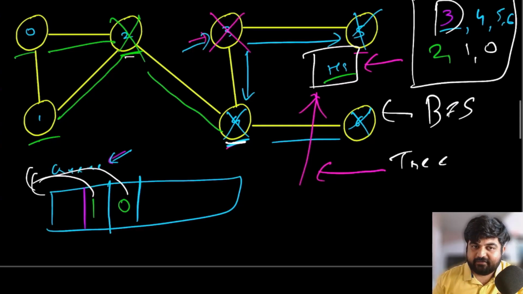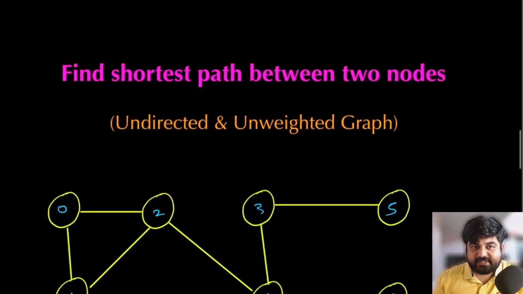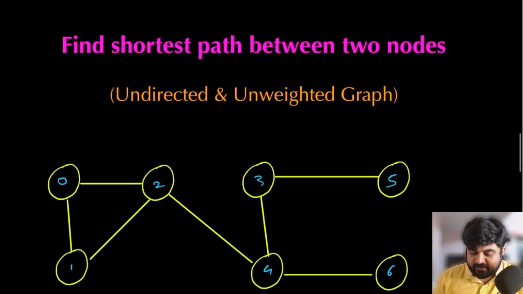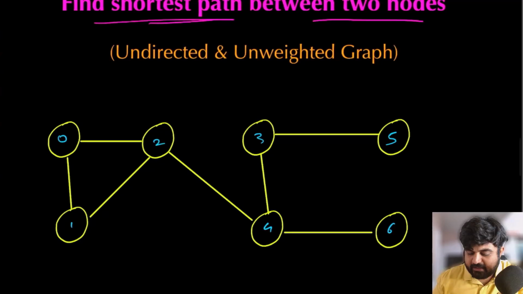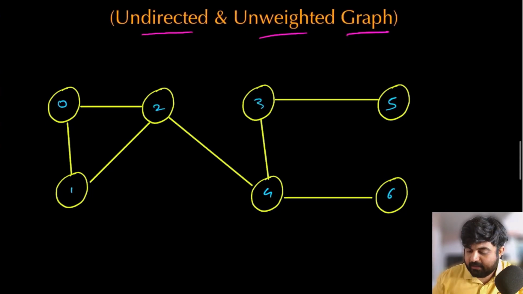Now let's see the first example. The first example is that we will try to find the shortest path between any two nodes. Now notice that we are given an undirected and unweighted graph in this example, and we are going to use the same example. Suppose we are told to find the shortest distance between node 2 and node 5. Okay, so we need to find the shortest distance between node 2 and node 5.